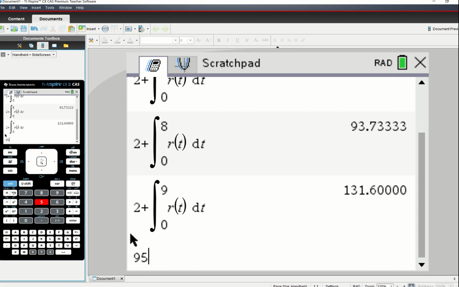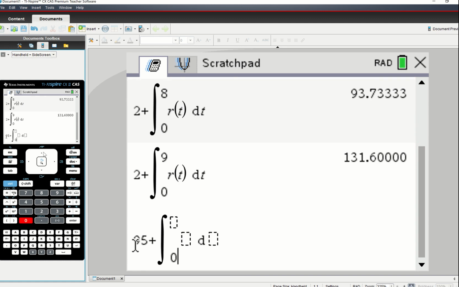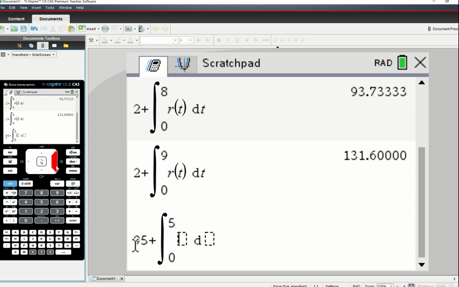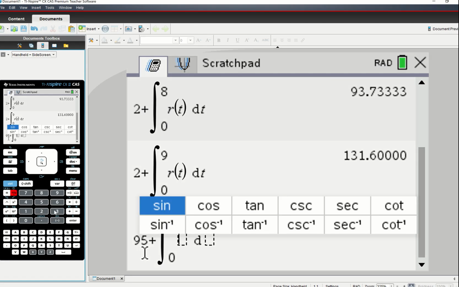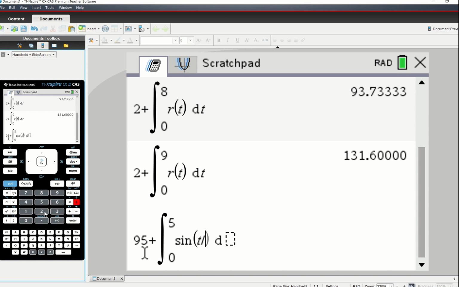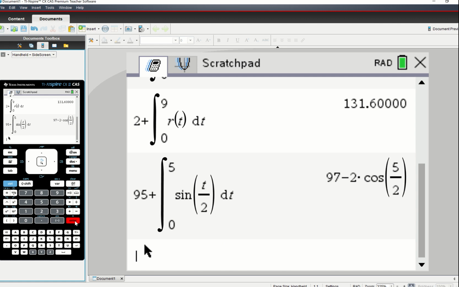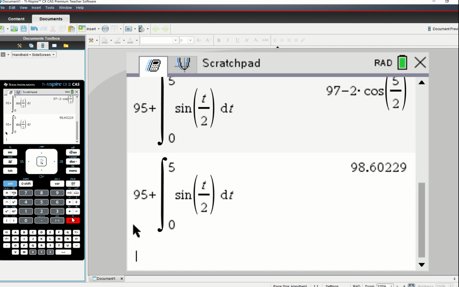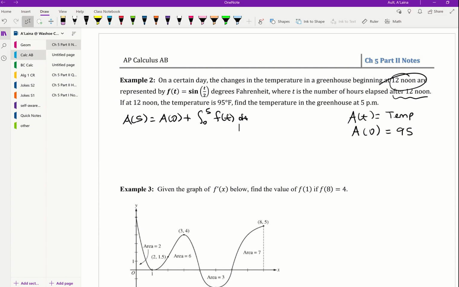So I have 95 as my initial amount, plus the integral from 0 to 5 hours of sine of t over 2 dt. And I end up with some answer that is not a decimal. So just as a reminder, above the enter sign, you have the approximate symbol. And I'm just going to change that real quickly to 98.602 degrees Fahrenheit, I believe. And yeah, it says Fahrenheit.